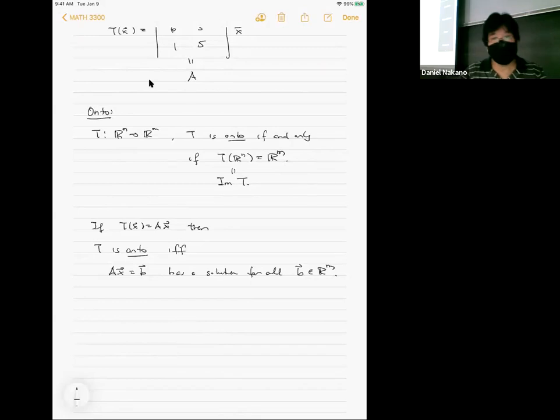Okay, so if I take any b in Rm, I look at Ax equals b, I want to have a solution for this. That says that I can find an x for which T of x is equal to b. So b is in the image of T. So if I ask you to prove a linear transformation is onto, you should reduce it down to this sort of matrix situation. And then you can use Gaussian elimination to check whether T is onto or not. So here you can use Gaussian elimination to check whether something has a solution.